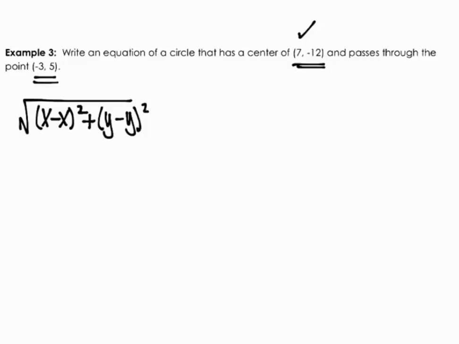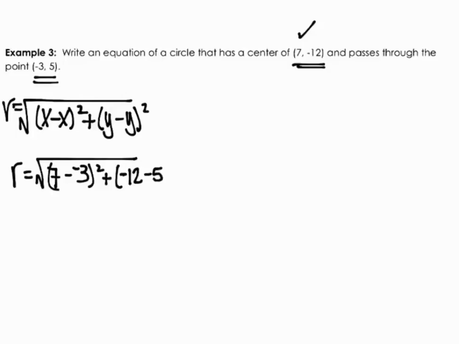Remember what your distance formula is: the square root of (x minus x) squared plus (y minus y) squared. This is going to be what your radius equals. And remember, for our equation, we really need r squared. So we're going to figure out what this radius is using my x's: 7 minus negative 3 squared plus negative 12 minus 5 squared.